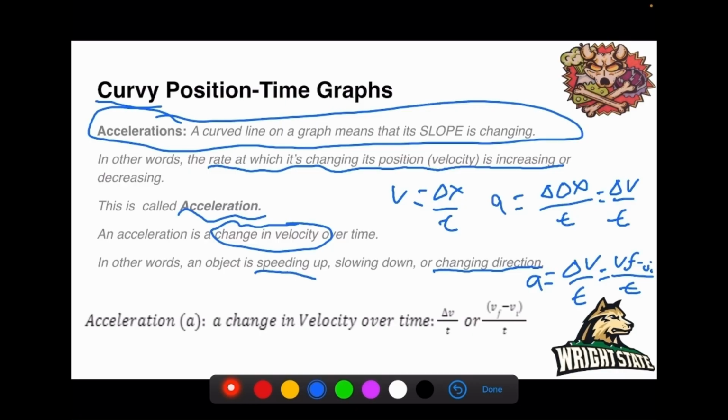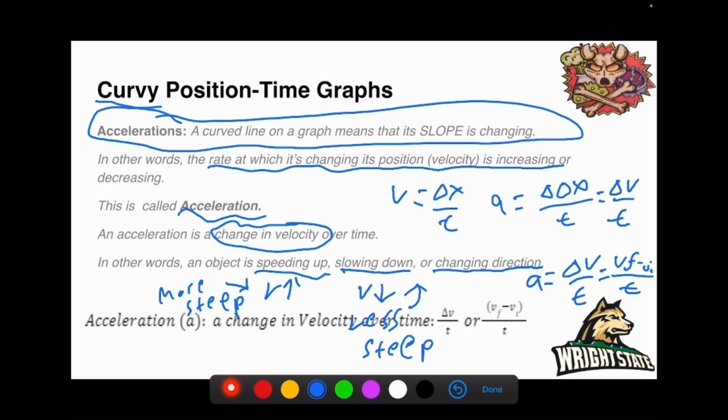Speeding up means you're increasing velocity. Slowing down means you're decreasing velocity. And in either of those cases, our slope is going to get more steep or less steep. Okay? So that is the definition of acceleration. It is the rate at which something is speeding up.